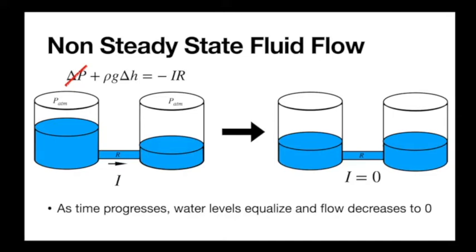Current goes to 0. We know that, right? Because once the fluid columns reach equal heights, they're not going to keep flowing, right? It's not just going to keep going until the other side is completely full and one's empty.